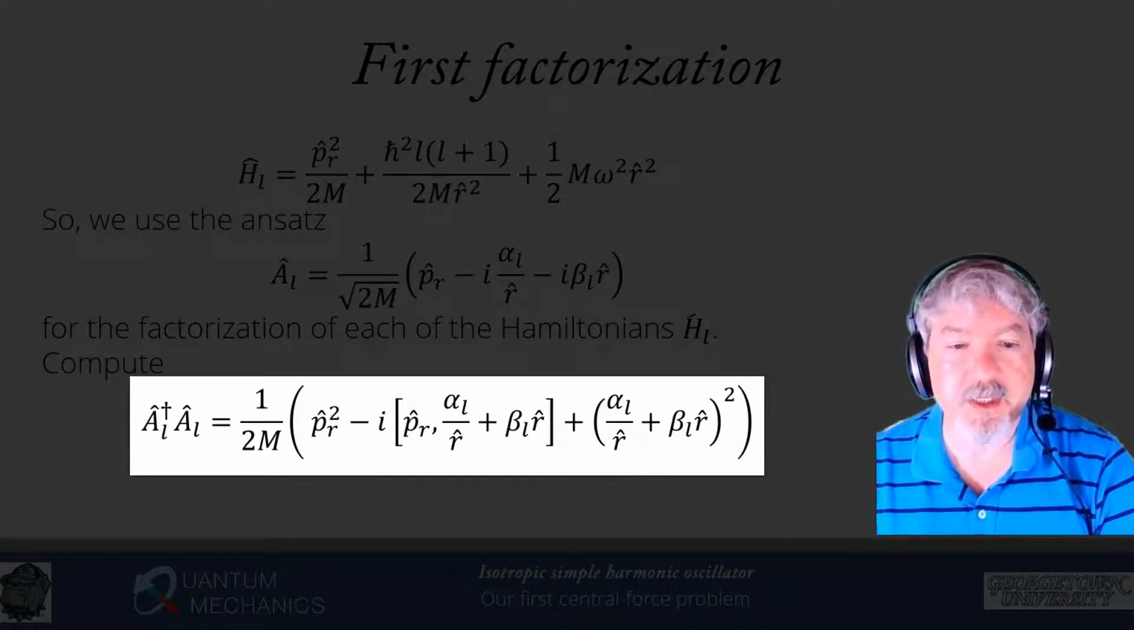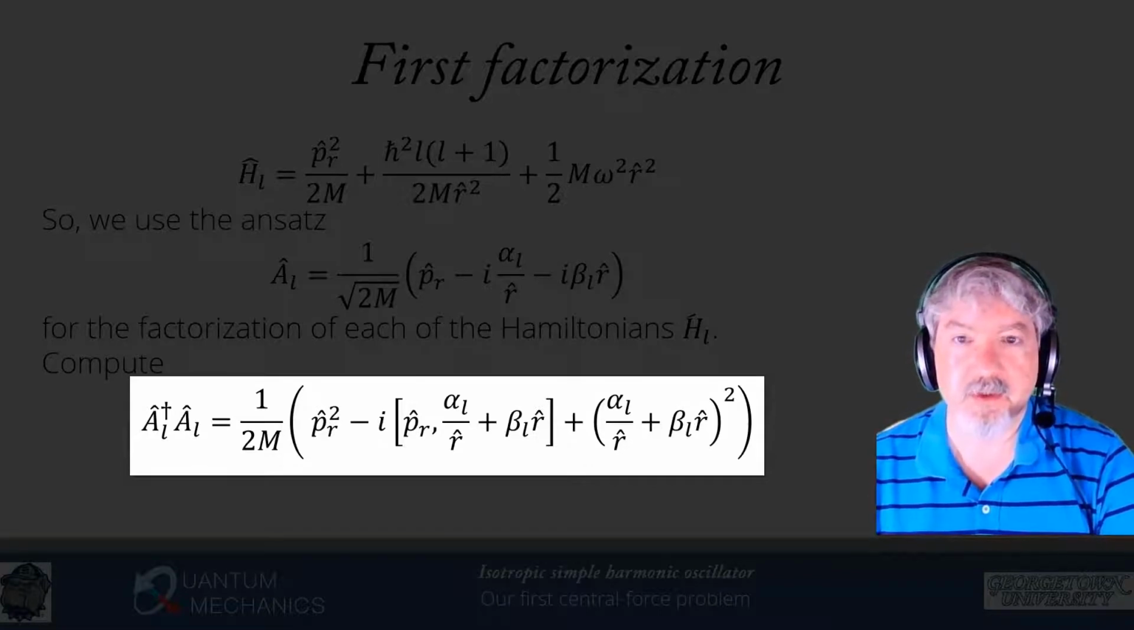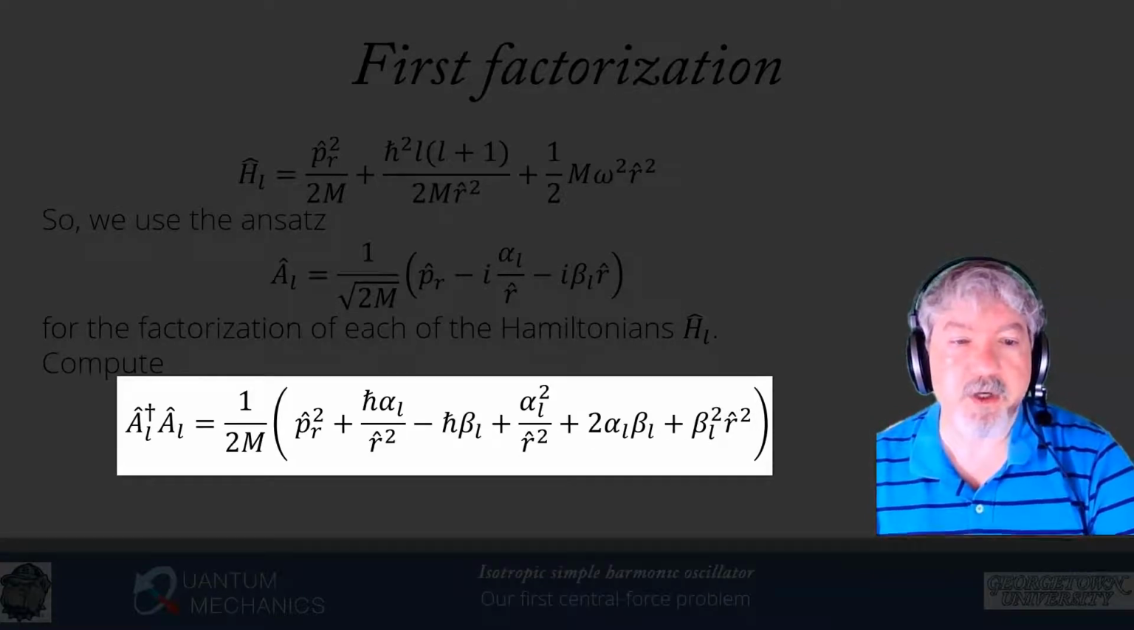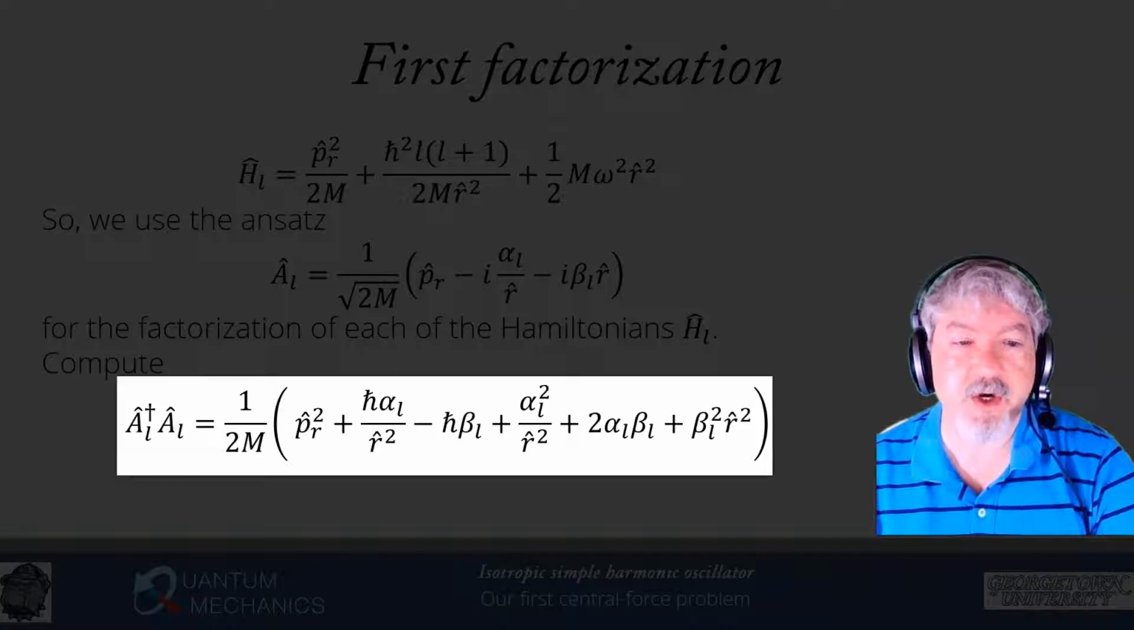The commutator of PR with 1 over R hat, that's going to give me an i h bar over R hat squared. The commutator of PR with R hat, that's going to give me a minus i h bar, and that's it because it's equal to a constant. And of course, I can work out the square by just foiling out those two terms and calculating the square of those operators. So when we do that, we get a PR squared plus h bar alpha L over R hat squared minus h bar beta L plus, and these are now coming from the square terms, alpha L squared over R squared plus 2 alpha L beta L plus beta L squared R hat squared.